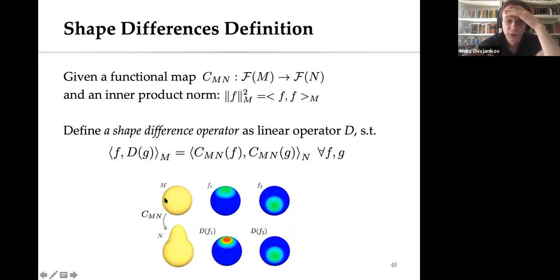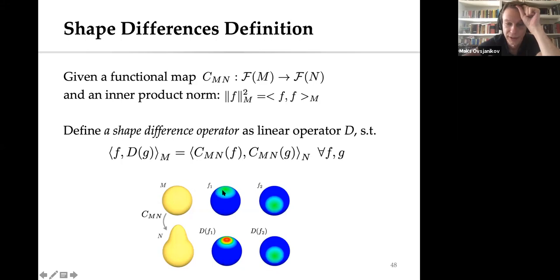And so what we propose is what we call a shape difference operator. This is the same idea, except it acts on pairs of functions. So the shape difference operator D is an operator that is defined implicitly as follows. For every pair of functions f and g, we want this D operator to be such that when I apply it, the inner product on M is the same as the inner product on N. So this is just the picture: say I have a pair of shapes M and N and I have a functional map between them.